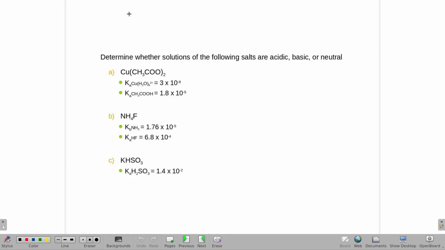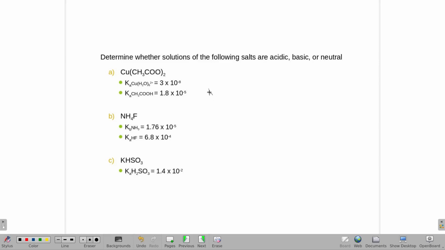So if I had just copper with something, that was actually going to make it slightly acidic, and CH3COO minus would make it slightly basic. So I have a weak acid and a weak base all in one molecule. How do we decide what's going on there? We actually have to look at the Kas in this case. Specifically, I want to look at the Ka for the part that's acting like the acid, and I want to look at the Kb for the part that's working as a base.